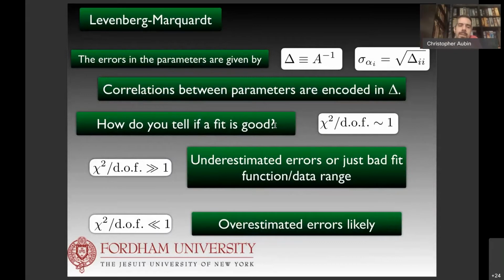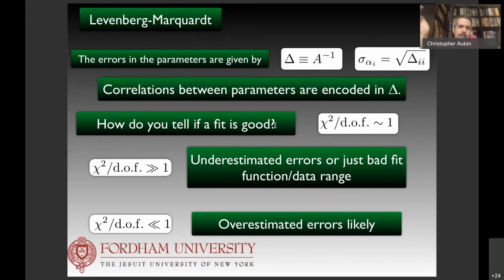If this is much larger than 1, then that probably means you've either underestimated your errors, which isn't a terrible thing, but that could be an issue, or you just have a bad fit function. Or, which is going to be important today, you'll notice you maybe have a bad data range. Remember, the effective mass only plateaus for a long time, so the early part of our correlators we don't want to fit, because those should not fit a single exponential very well. So if you choose too large of a range, then you're going to get a very bad fit. Okay.